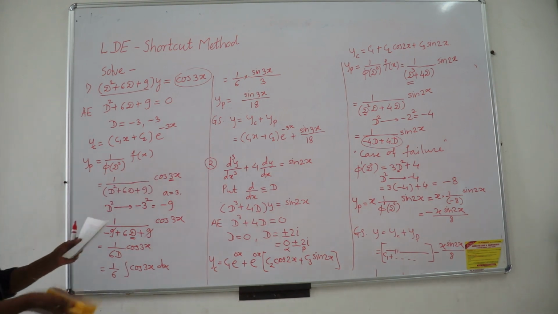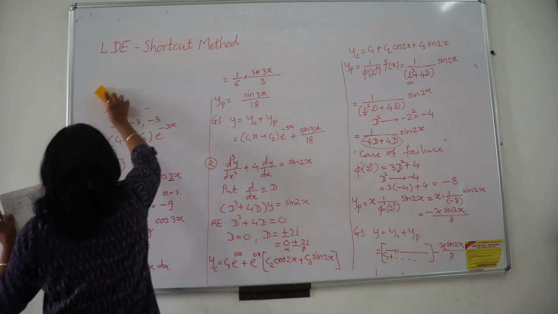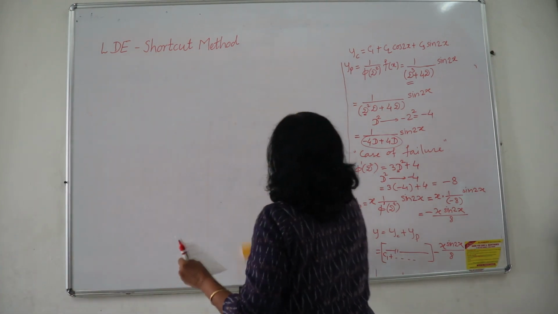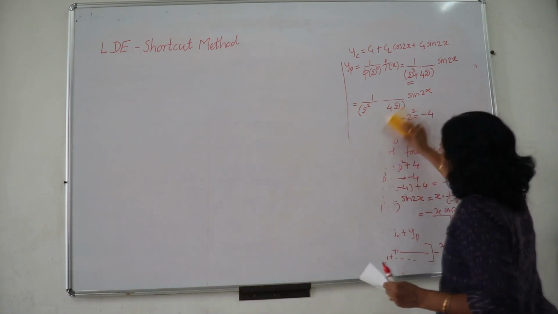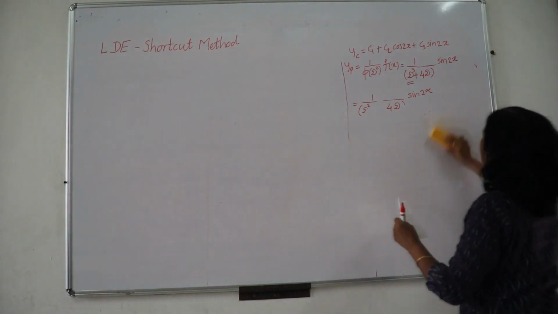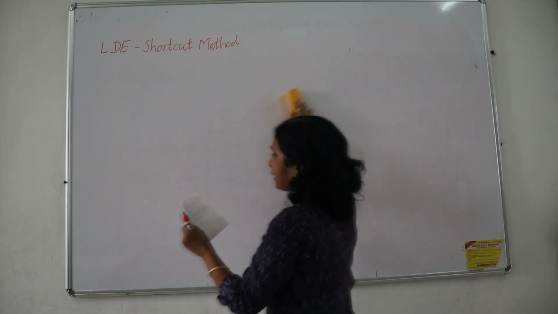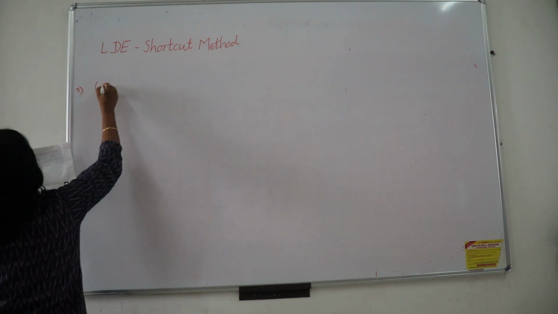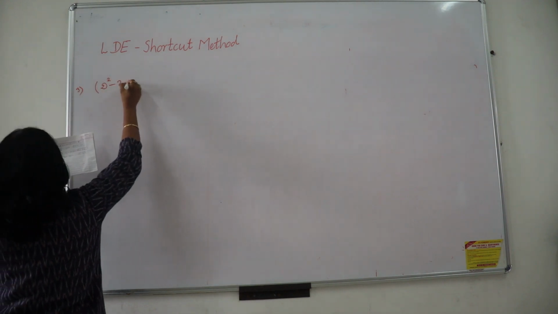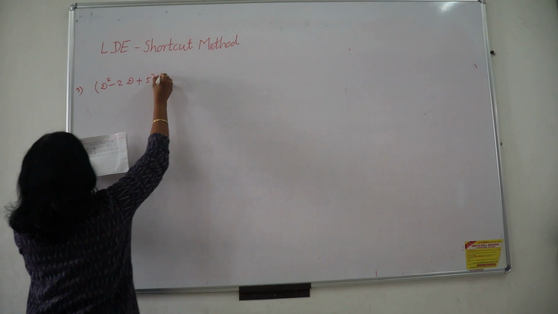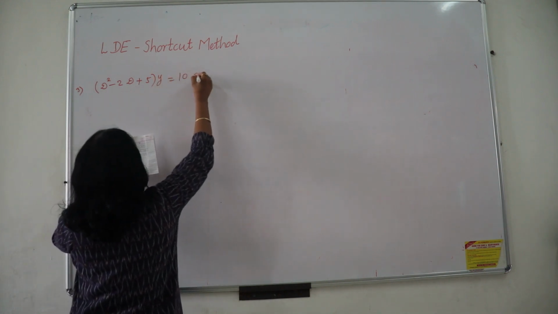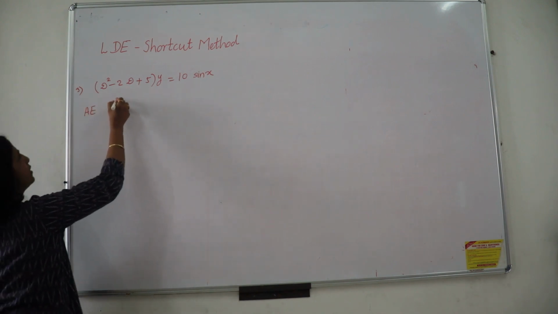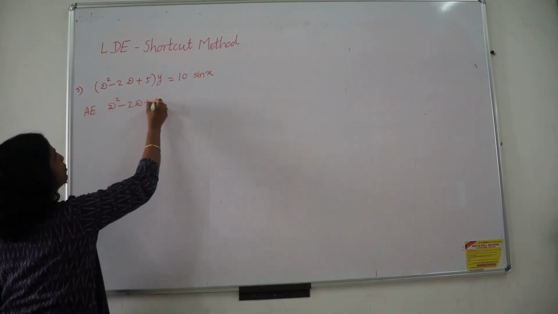Okay? Now let's move with one more condition here, and something new we are going to learn in this situation is rationalization, something different other than that. So let us see. My question is this one, third example. Say it is D square minus 2D plus 5 into bracket y is equal to 10 sin x. This is my next example. So what is my auxiliary equation here? It's D square minus 2D plus 5 is equal to 0.